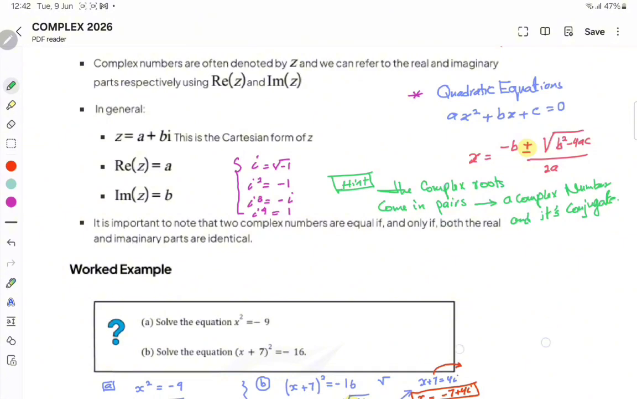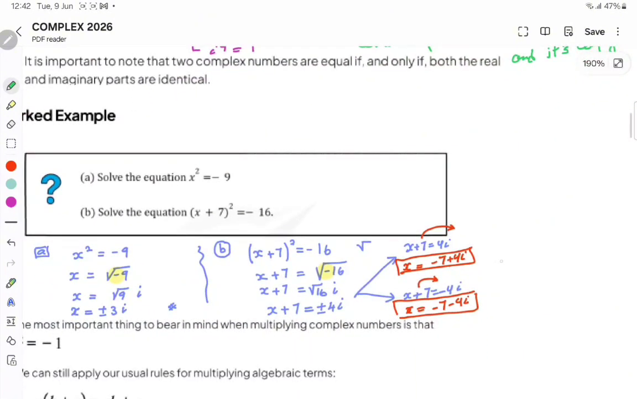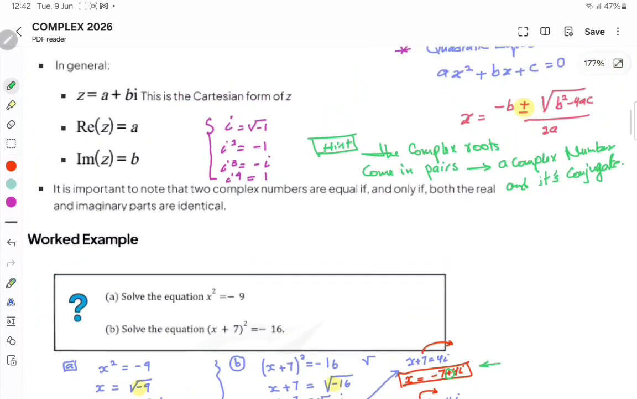So for that, we notice the two solutions here represent the conjugate, negative 7 plus 4i and negative 7 minus 4i. So if a quadratic equation has complex roots, they don't come alone. They must come in pairs, a complex number and its conjugate. And we see that from the formula because before the root I have plus and minus, and we know that for a complex number x plus iy, its conjugate is x minus iy, we just change the sign of the imaginary part.